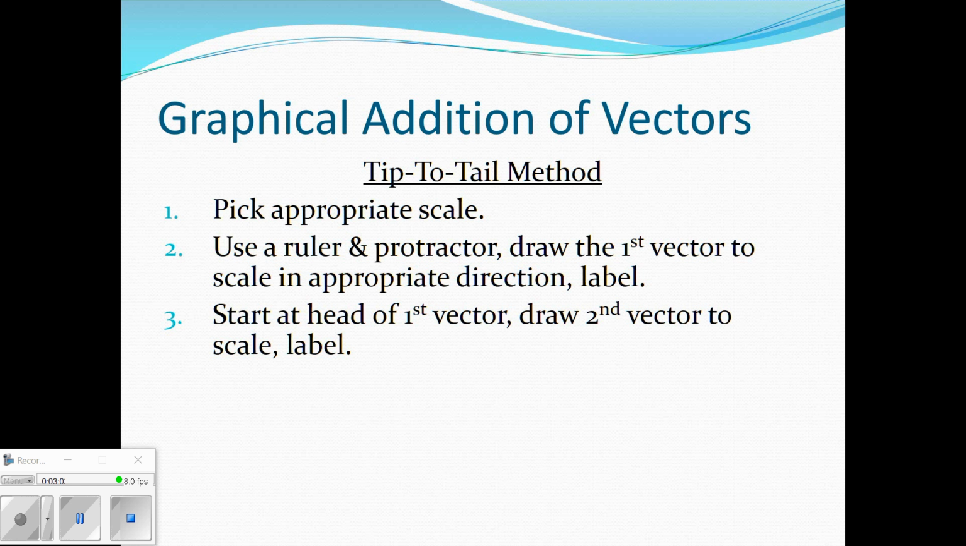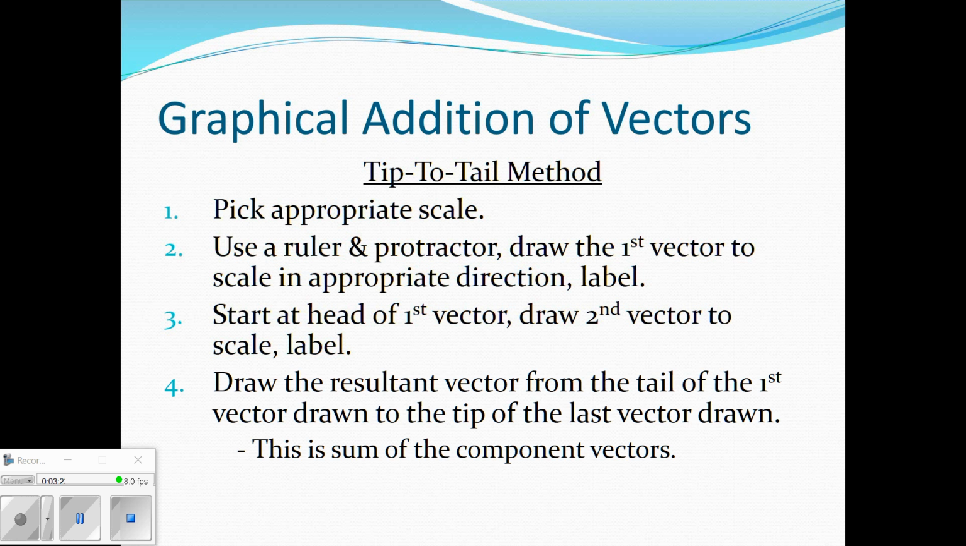When you go to add your second vector to your first vector, so you've graphically represented your first vector, you'll start your second vector at the head or the tip of your first vector. This is the tip-to-tail method. So you start your vectors at their tail, and you start your second vector at the tip of your first one. And when I show you some examples of this, this will make more sense.